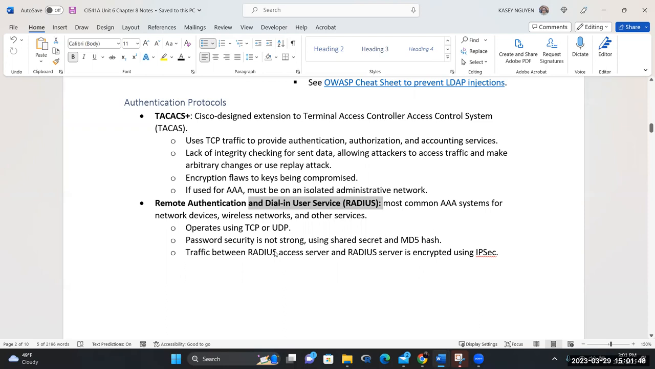And the traffic between the server and the client is encrypted. It uses IPsec. Most administrators do have the option to set it up with a different type of encryption or low level encryption, but IPsec is normally the default option.